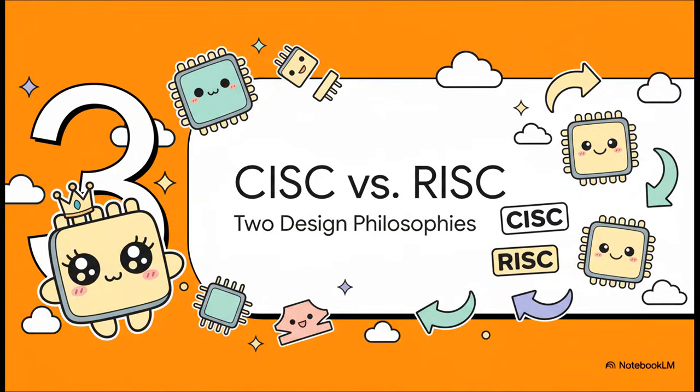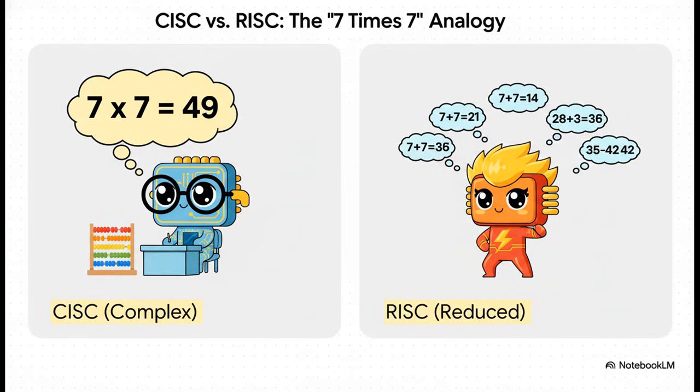Okay, so let's dig a little deeper. Now we're going to explore the two major design philosophies that determine how a processor actually gets its work done. These are two totally different approaches to solving the same kinds of problems. Think of it like a math problem. If I ask you to figure out what 7 times 7 is, you could do it in one complex step, multiplication.